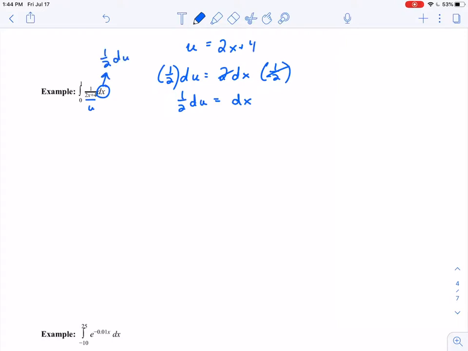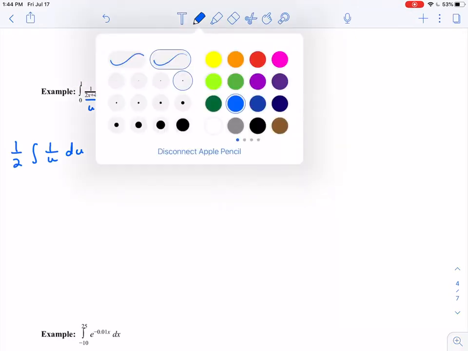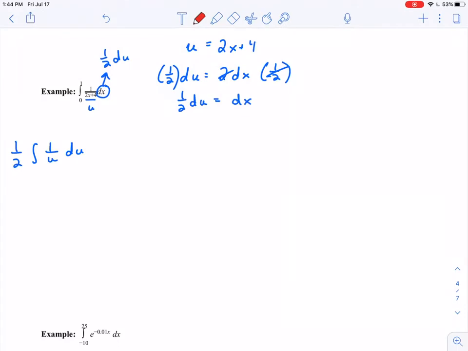So let's see, I'll factor the 1/2 out first. This is the integral of 1 over u du. I'm going to take these limits of integration and rewrite them here. So let me change my color to do that. So I'm going to be using this expression.